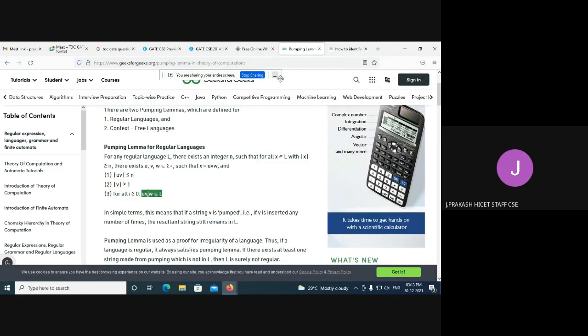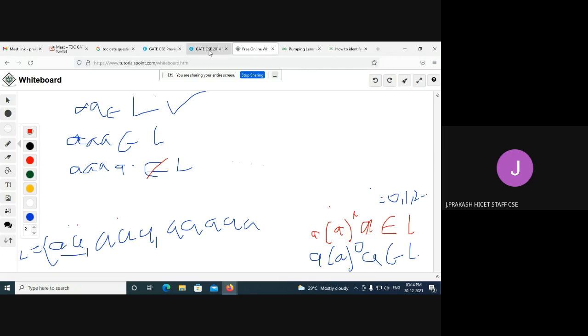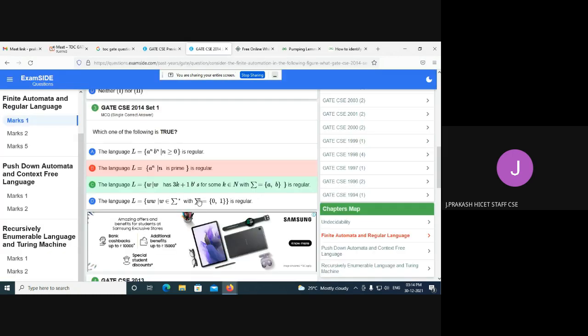The same concept. If it is a regular set, when you come to the choices, first check whether you have a single character in the input we have taken. Out of the 4 choices, 2 choices have single characters, A and B. Below that, WW is there. That W represents a string. So therefore it is not regular by default.